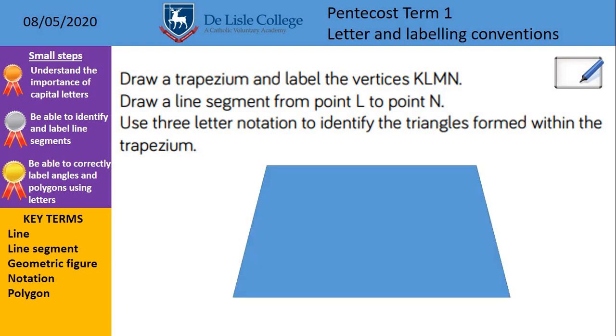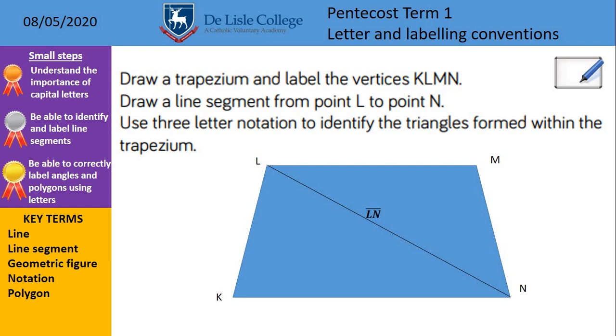So there's the trapezium. We label them up. And again, I could have chosen somewhere else as my starting point for K. It doesn't matter as long as we do label them all K, L, M, and N. We're then asked to draw a line segment from point L to point N. There's my line segment, and I've labelled that LN with the line above it.